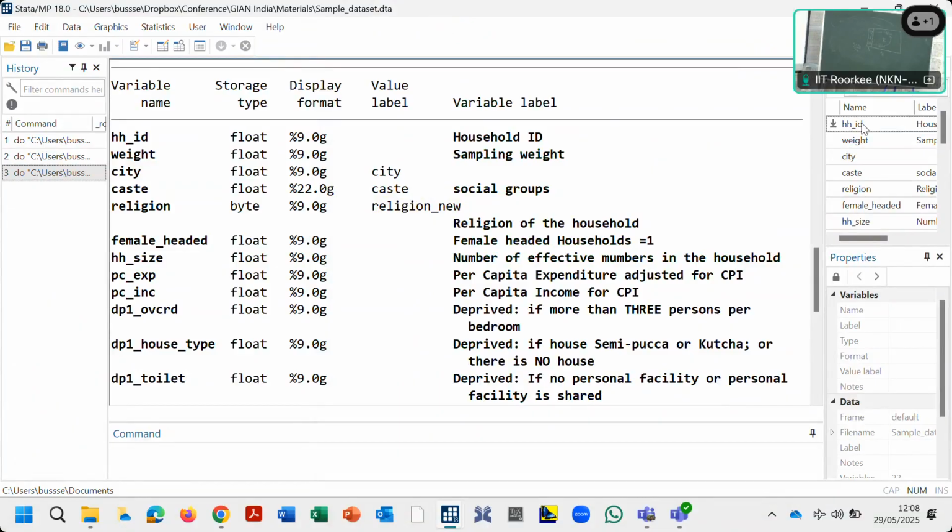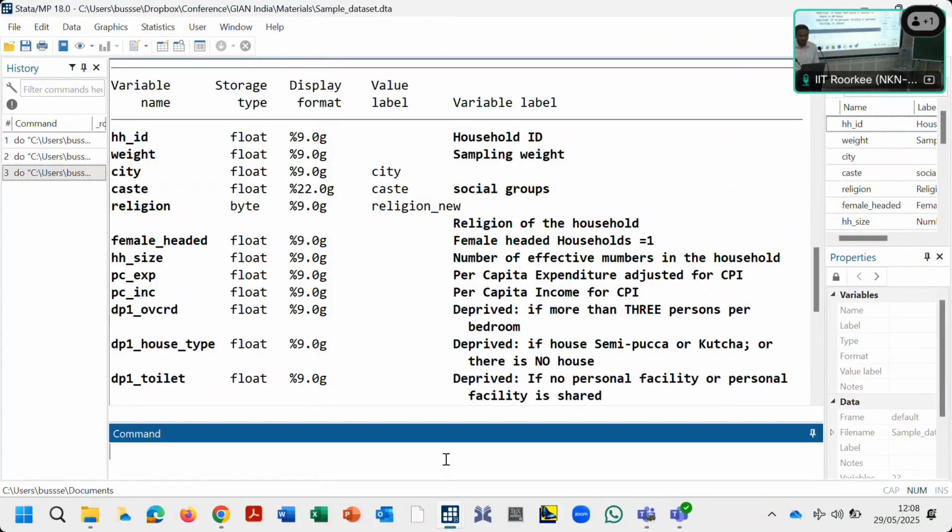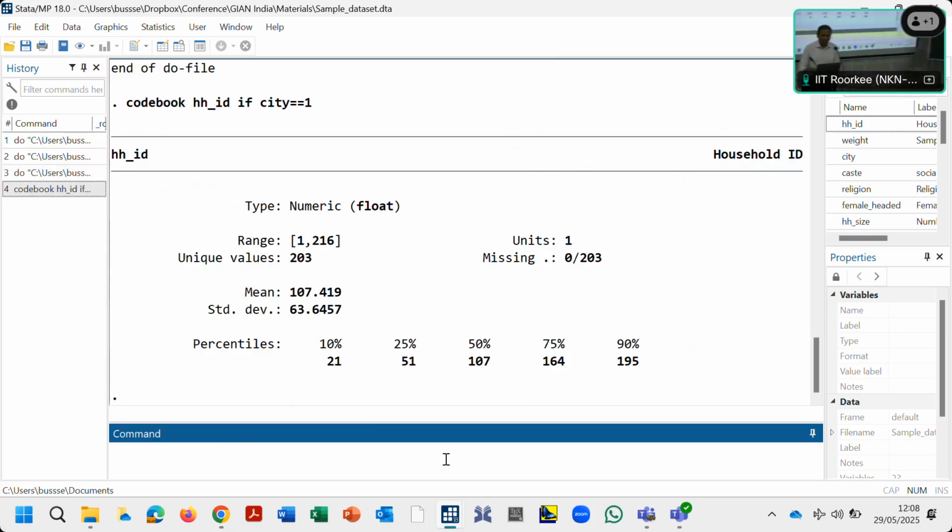Do you? Yes. To identify, of course, it will be varied at the slum level because of different slums. So suppose I write codebook HHID if city equal to 1. You see, it is saying unique value of 203. That means at the city level, they are identifying the households uniquely. This is what Pratap was talking about, right? Unique identification. So you can see at the city level, households are identified uniquely. So this is a household level data set.